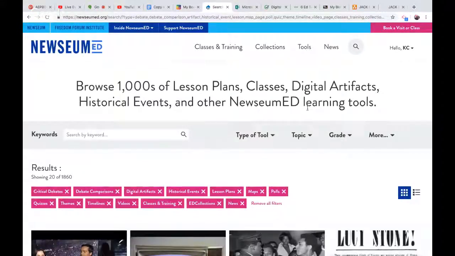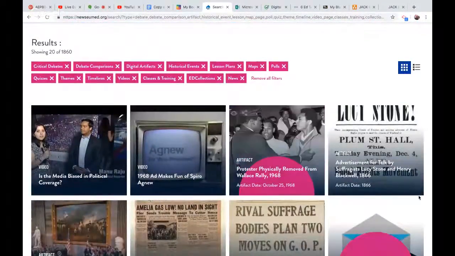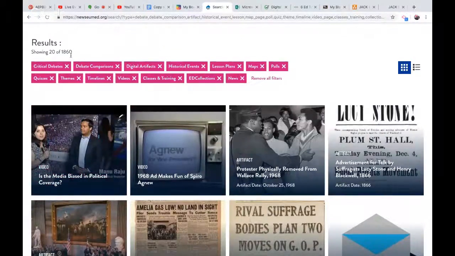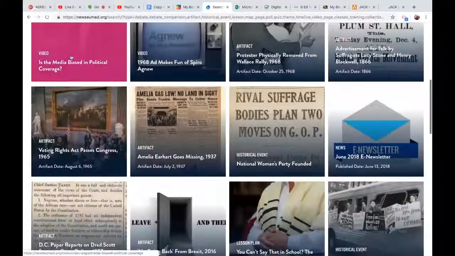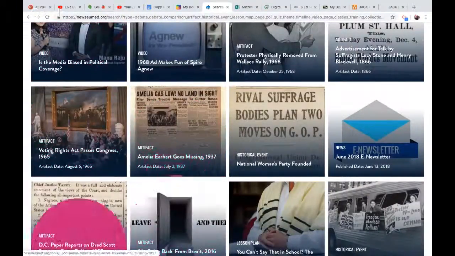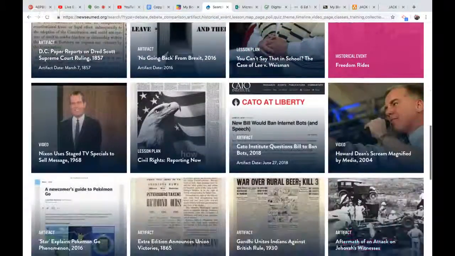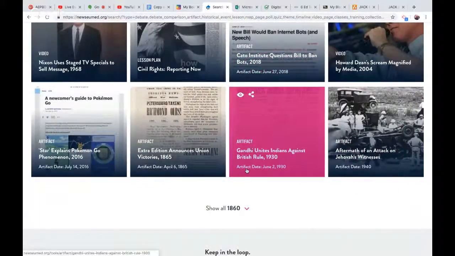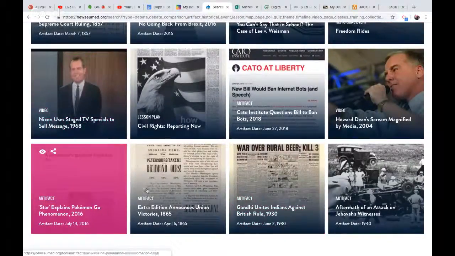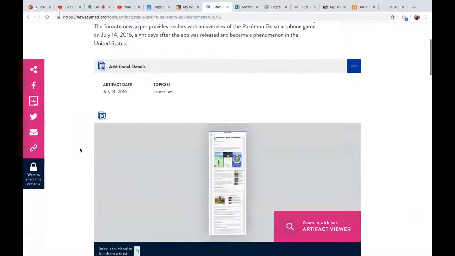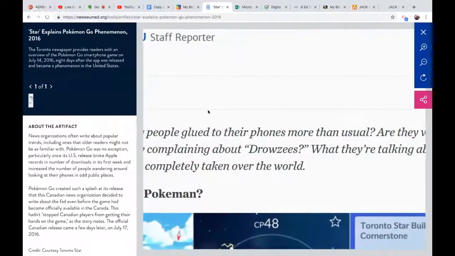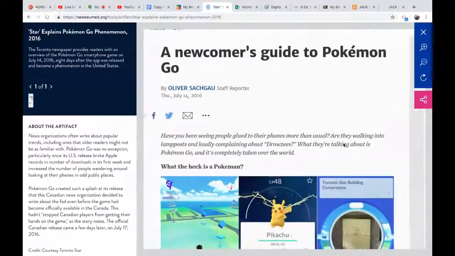You can go over here and look at news, and this will have different videos talking about different things that are coming up. So this is showing 20 of over 1,800 different artifacts that you can go in and look at. I think the one that I saw was looking at Pokemon Go. So you can look at the artifact and it will talk about the phenomenon of Pokemon Go, and just reading about it for the students to look at.